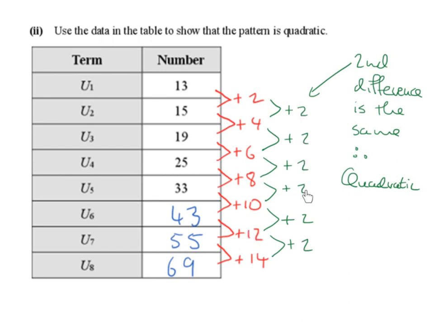So we can see that this number is the same, it's constant. We have plus 2 each time. So since the second difference is the same, it is therefore quadratic.